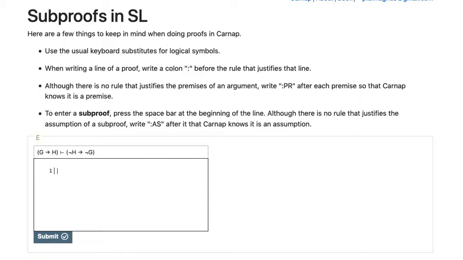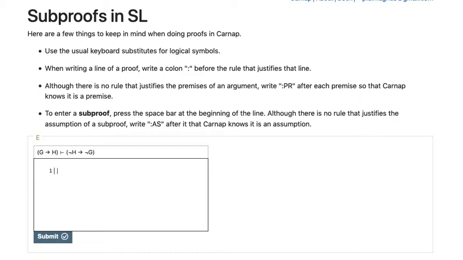We use the same keyboard substitutes for logical symbols that we've used all along. When writing a line of proof, we need to put in a colon before the rule that justifies the line. So we write in the line, we write in the sentence, and then we put a colon, and then we write the rule. So it looks just like the proofs in the earlier videos, except we have to put in a colon to tell Carnap we're shifting from the sentence to the rule. And although there's no rule that justifies a premise of an argument, we write colon PR after the premises so that Carnap knows that they're premises.